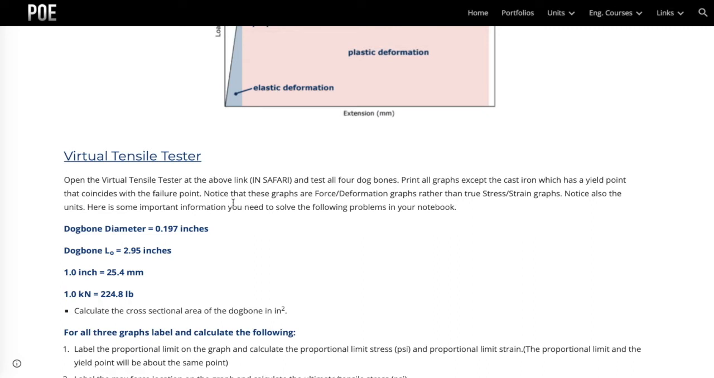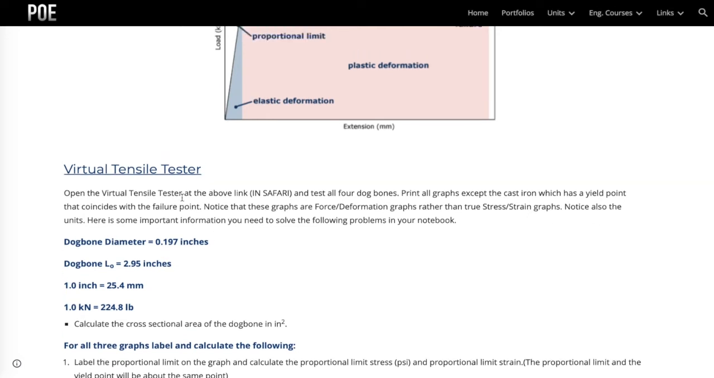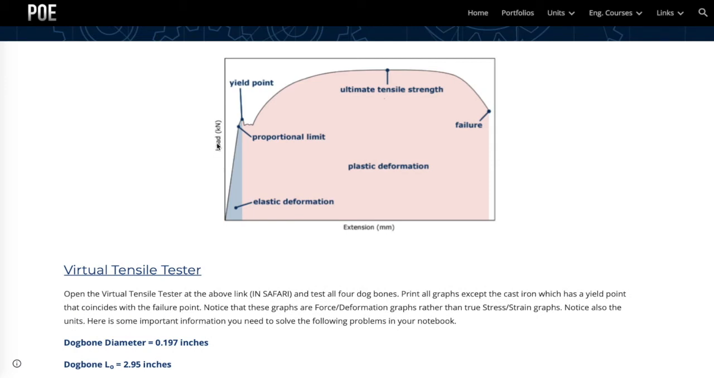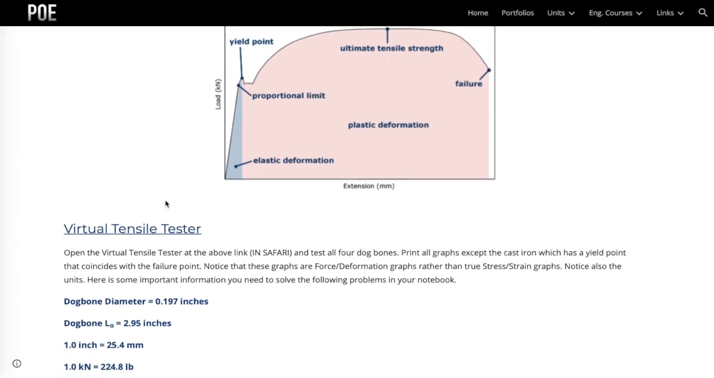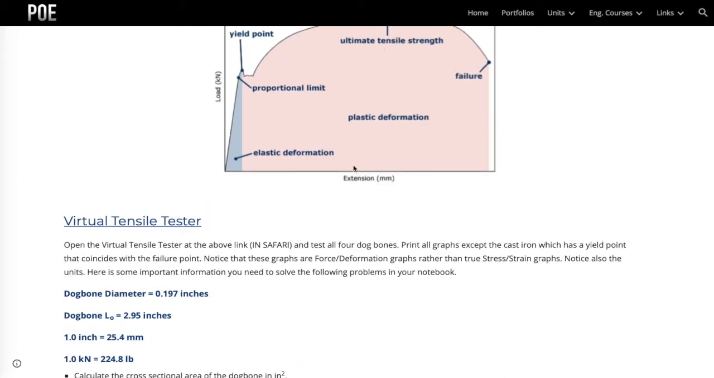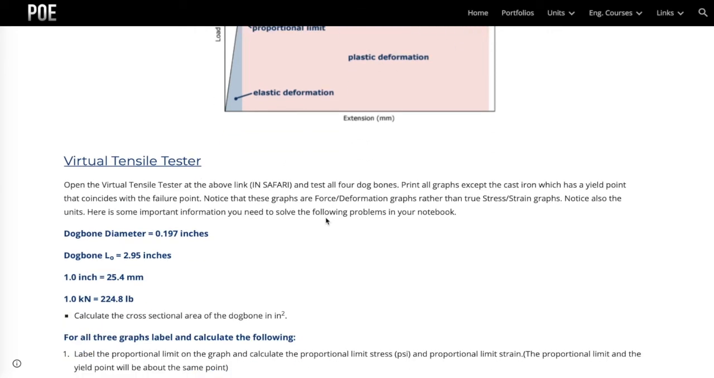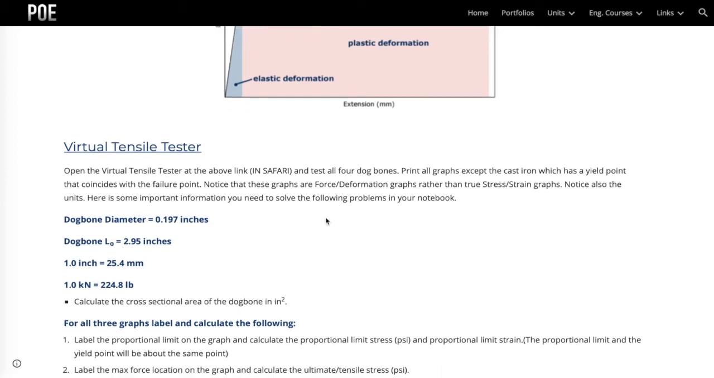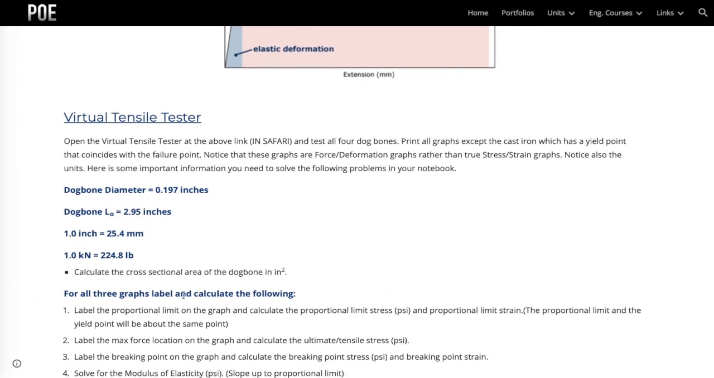Okay, so all 3 of these graphs are force-deformation graphs rather than stress-strain graphs. Notice also the units. The force is not in pounds, it's actually in kilonewtons. And the extension or elongation or deformation is not in inches, it's in millimeters. So this provides us lots of opportunities to do a lot of math. We want the extension to be in inches, and we want the load to be in pounds. So we're going to have to do some converting to get the stress and the strain at various points.